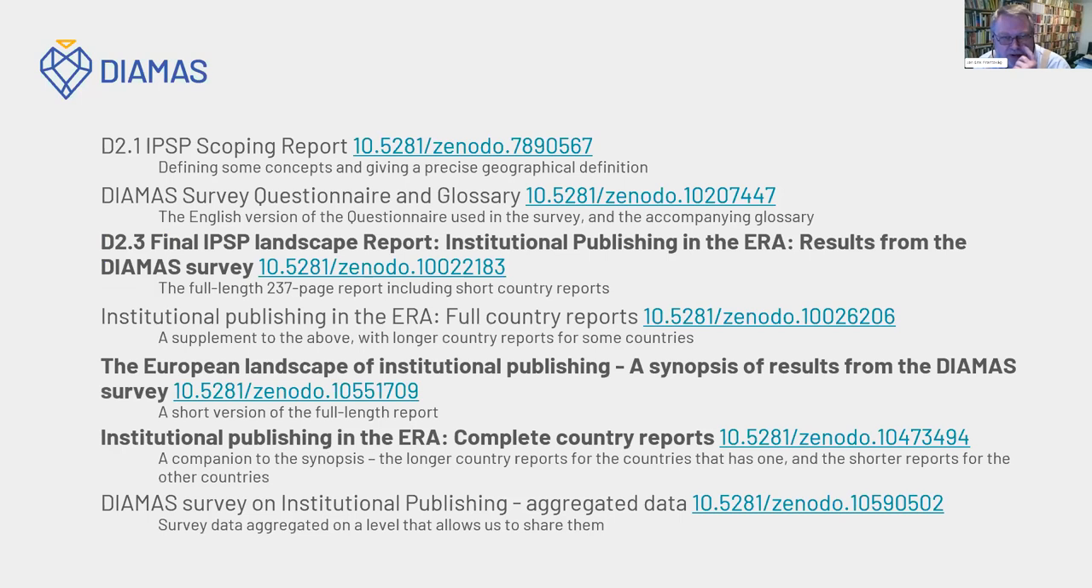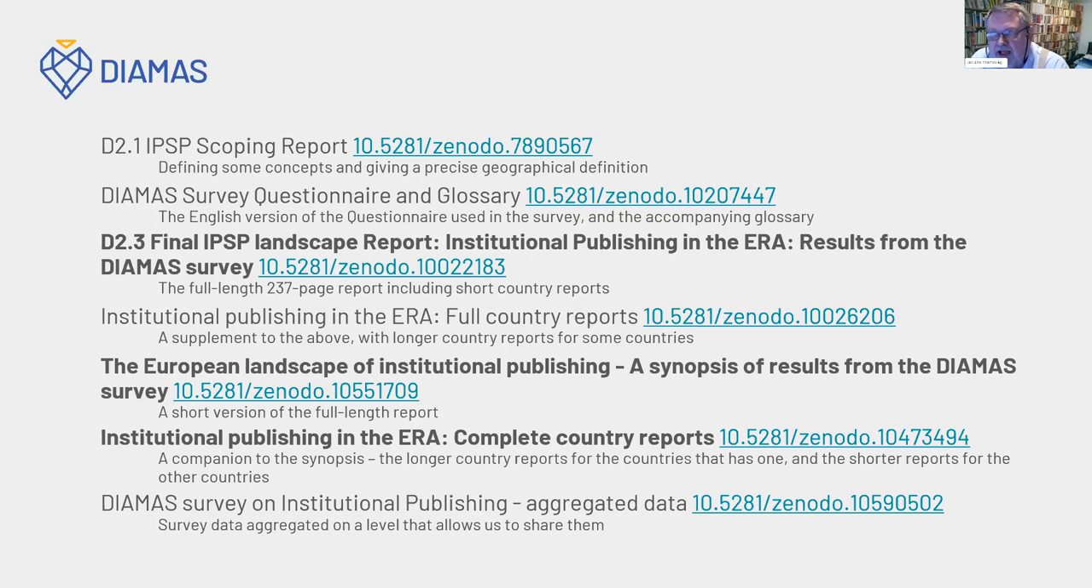The full-length 237-page report is, of course, for those who are very interested and want to go into detail, where all areas are covered. There are a lot of numbers and tables there for the interested reader. This is written as a tool for the other work packages, and it was not written for the general audience, but it will have value for you.